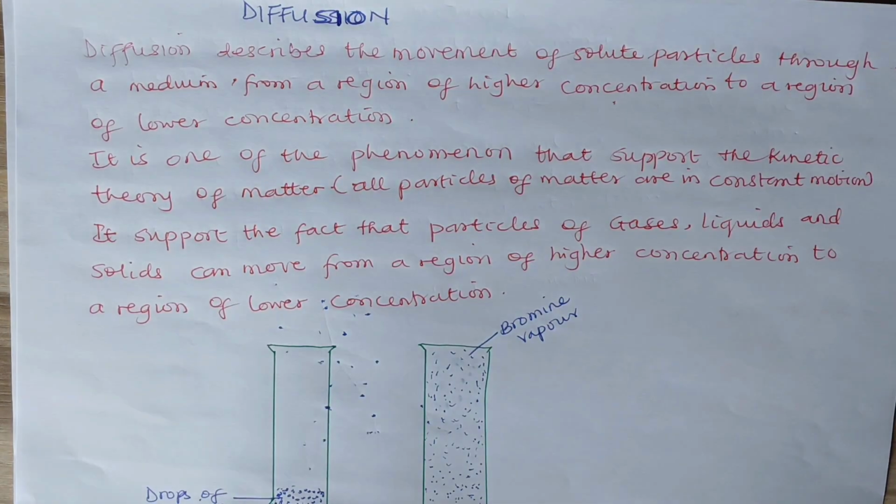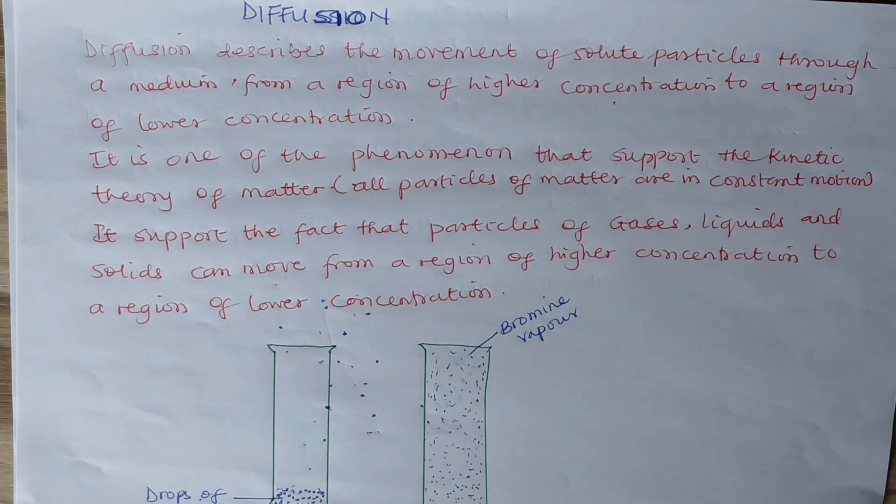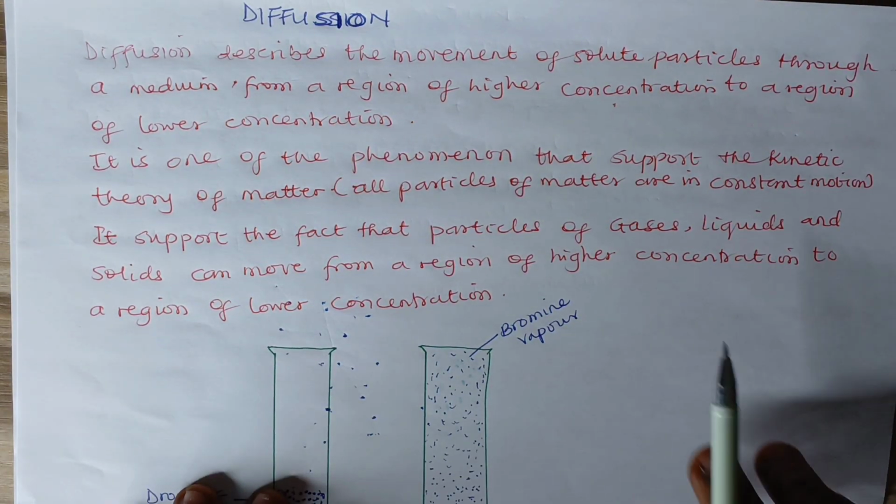The next experiment or phenomenon that supports the kinetic theory of matter is diffusion. It is actually a movement of solute particles through a medium. The medium can be a liquid, and the substance to be diffused can also be liquid or gases. The substance to be diffused can be liquid in another liquid medium.